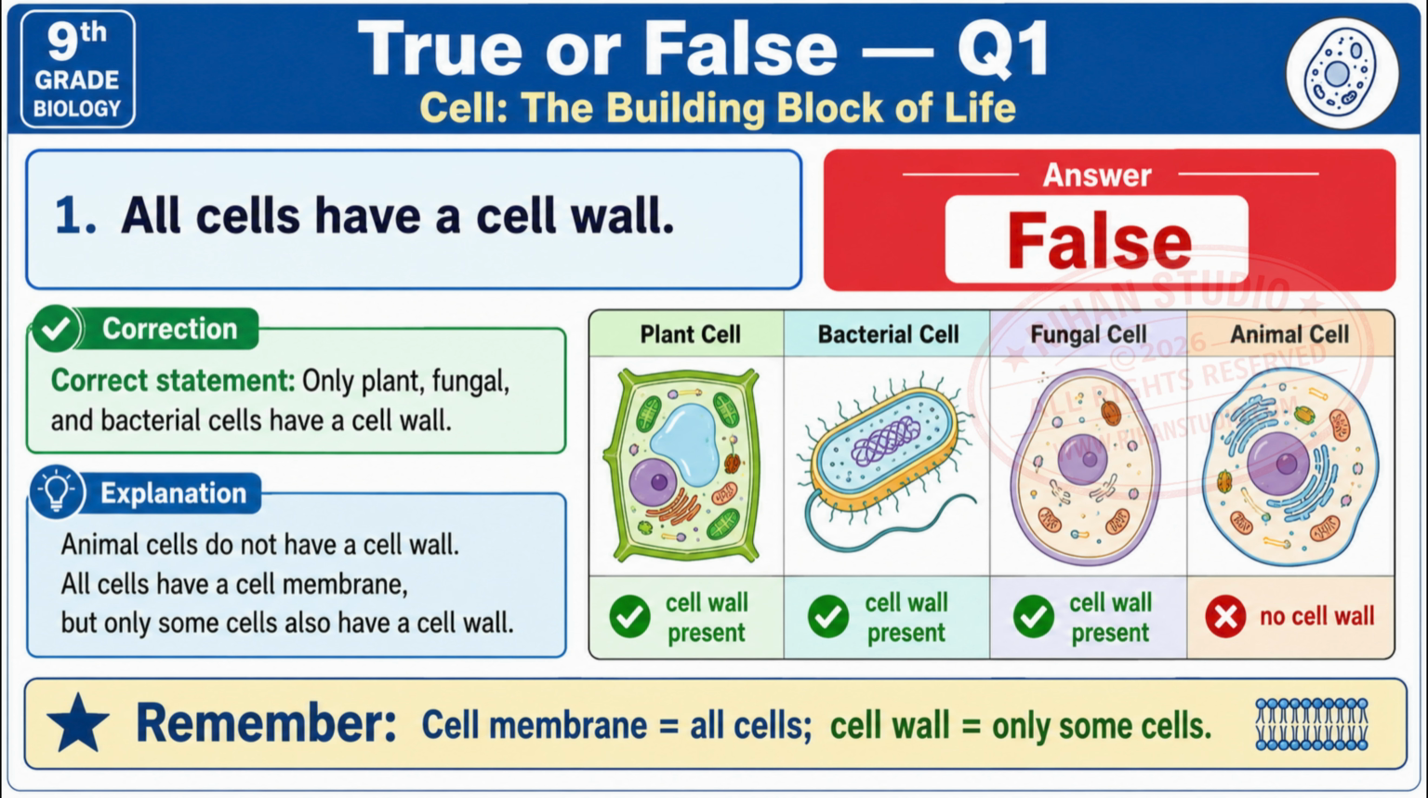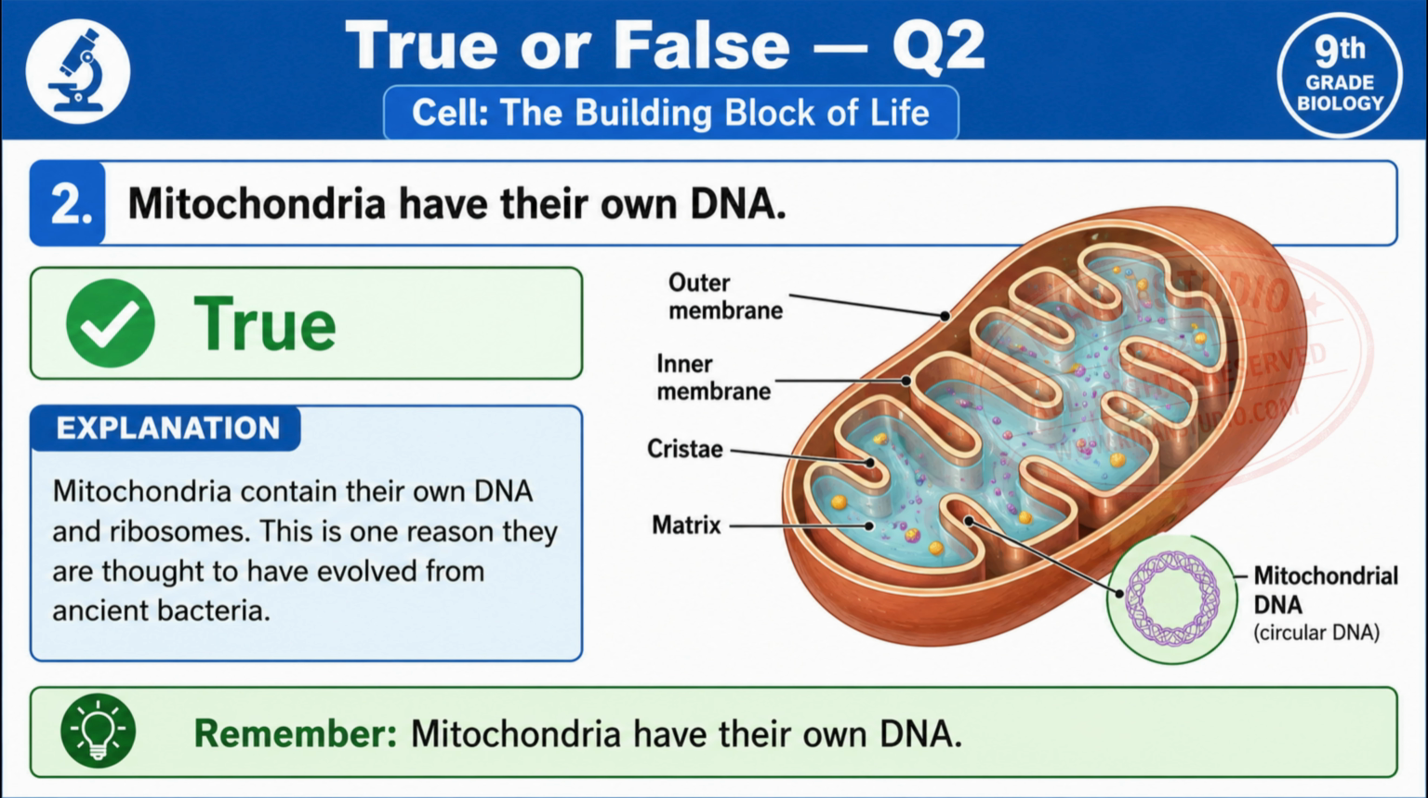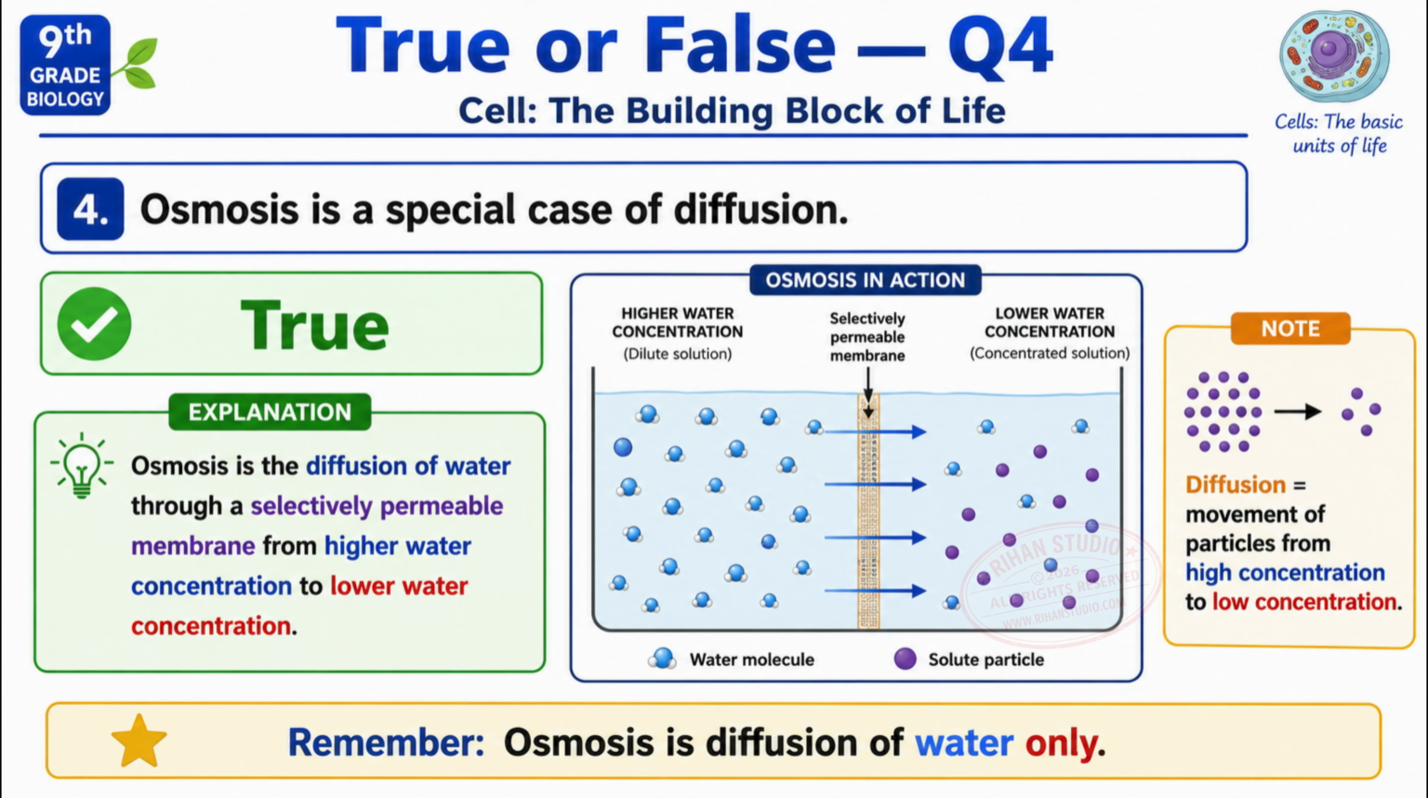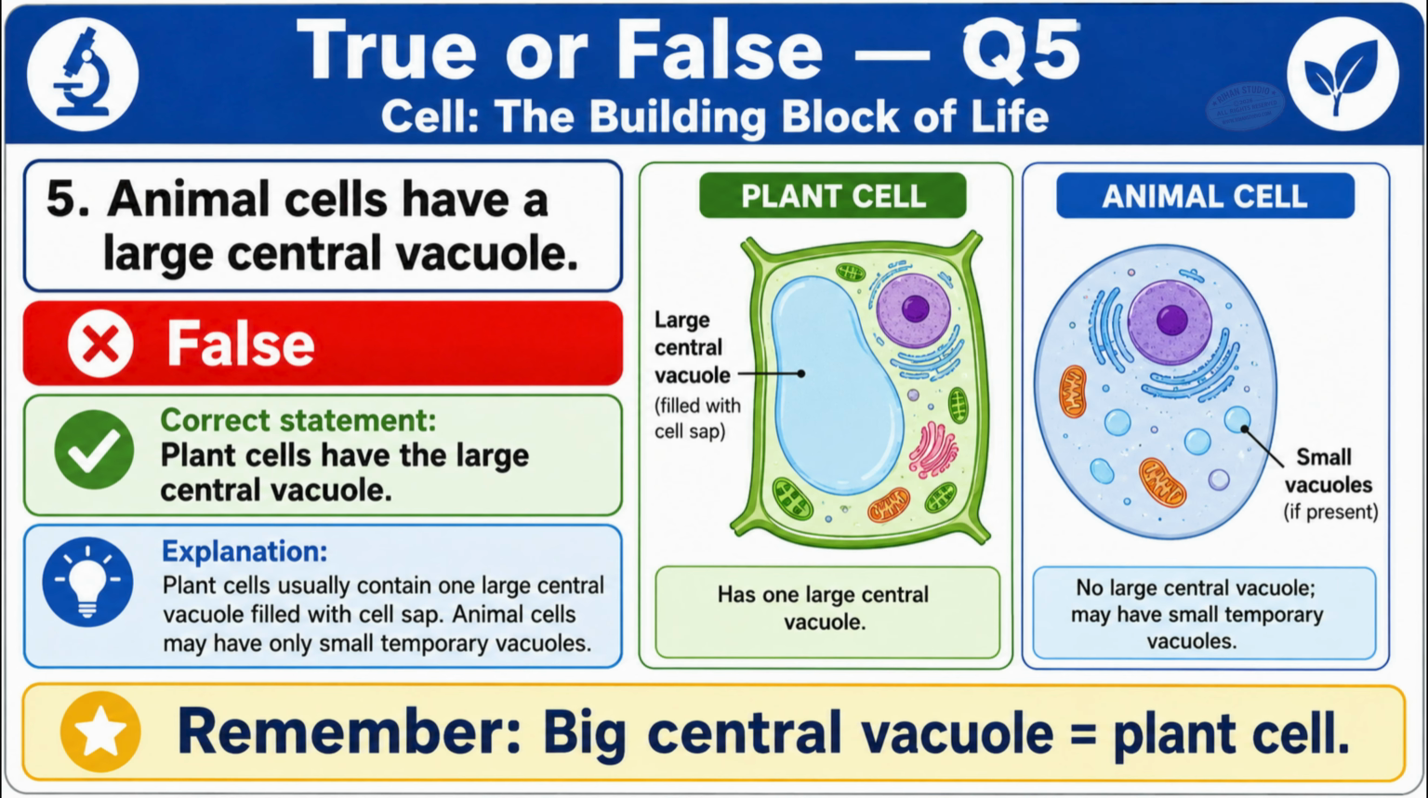Correct the false ones. All cells have a cell wall. False. Only plant, fungal, and bacterial cells have a cell wall. Mitochondria have their own DNA. True. The nucleus is the powerhouse of the cell. False. The mitochondrion is the powerhouse. Osmosis is a special case of diffusion. True. Animal cells have a large central vacuole. False. Plant cells have the large central vacuole.